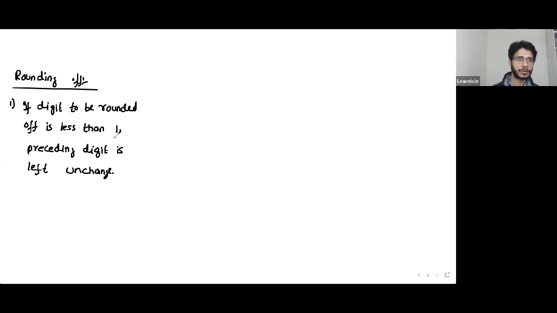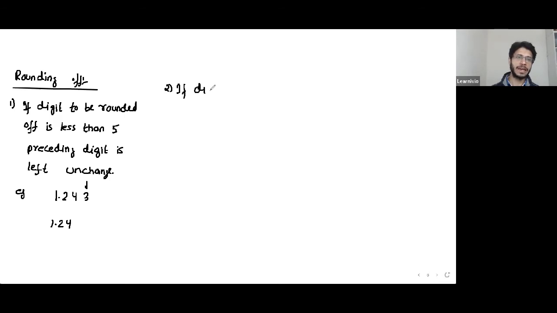Means, less than 5. For example, the number is 1.243. I'm asking you to round off this 3. This 3 is less than 5, so the answer will be 1.24. So if the digit you are rounding off is less than 5, then the preceding digit is left unchanged.